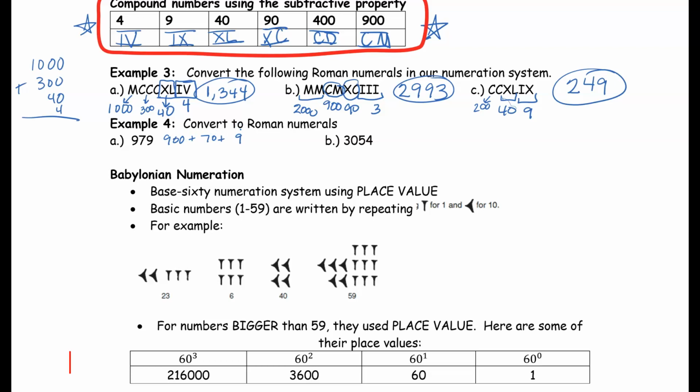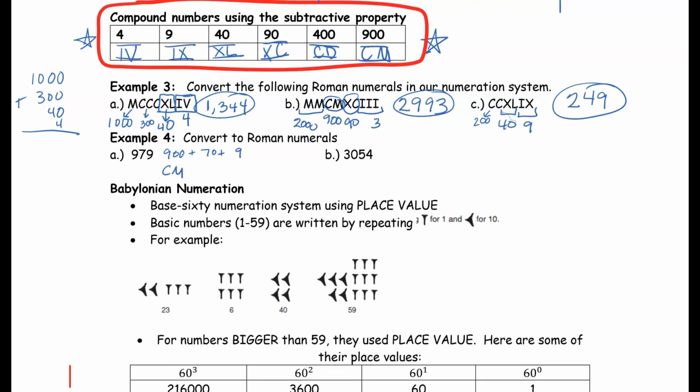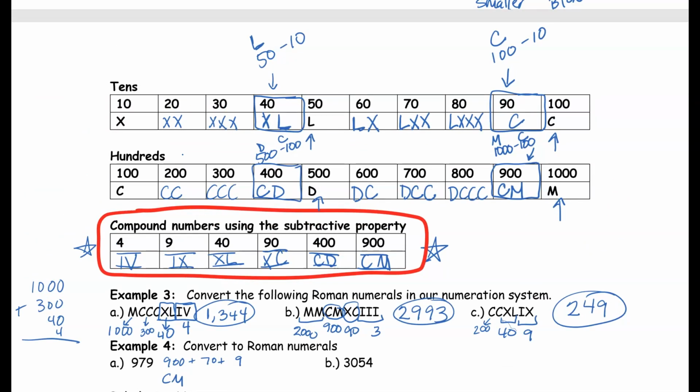So ask yourself, well, how do you write 900? That's in our compound chart above. So 900 is CM. So I'm going to write CM for 900. 70 is not in our compound number chart. You can scroll up if you want to identify how to write 70. We did that above. So that would be LXX for 70. So CM LXX, and then 9 is in our compound number chart. That's going to be IX. Okay. So our answer is CM LXX IX.